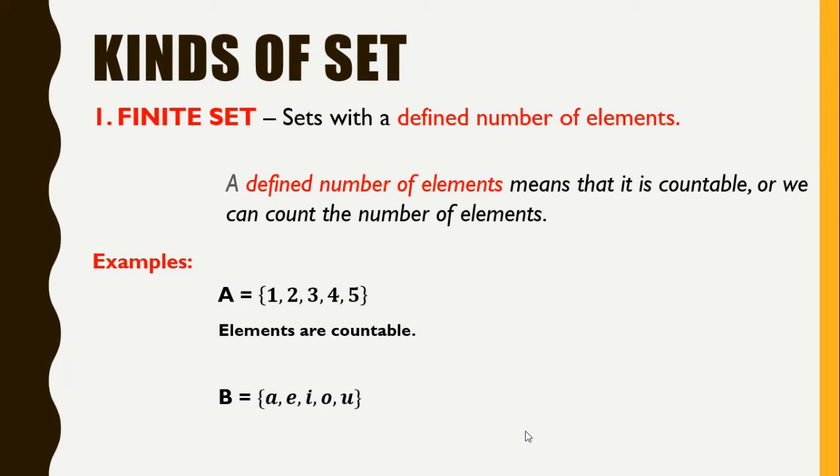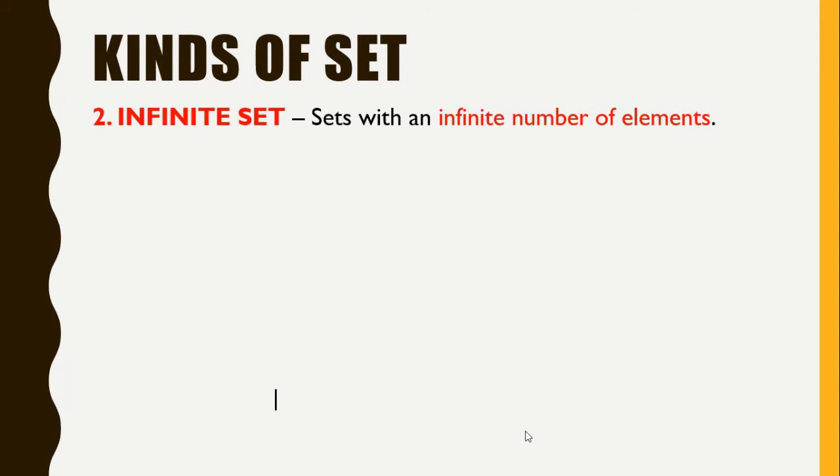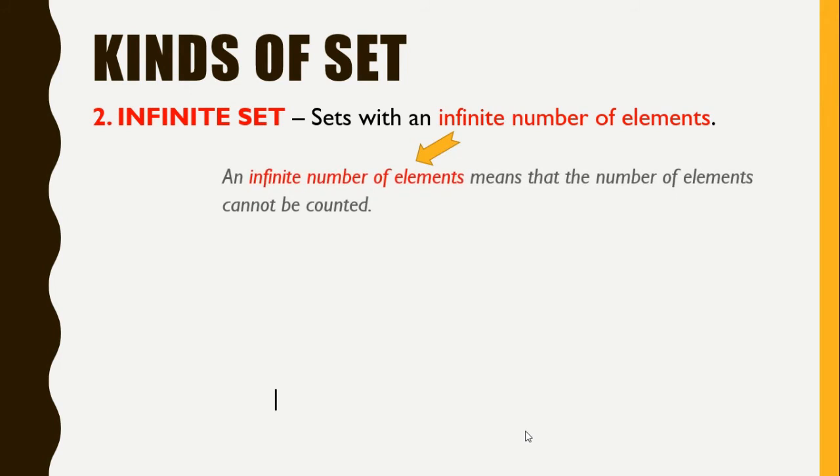So for example, set A comprises of the elements 1, 2, 3, 4, and 5. Ilan lahat ng elements? 5. Next is the infinite set. These are sets with an infinite number of elements. And when we say infinite, it means that the number of elements cannot be counted. Hindi kayang bilangin sa sobrang dami. Note the word infinite. Okay?